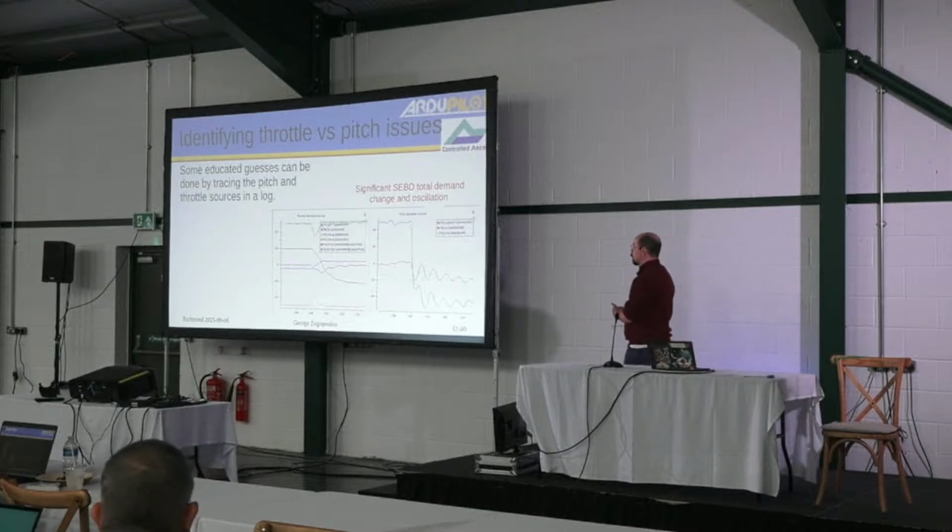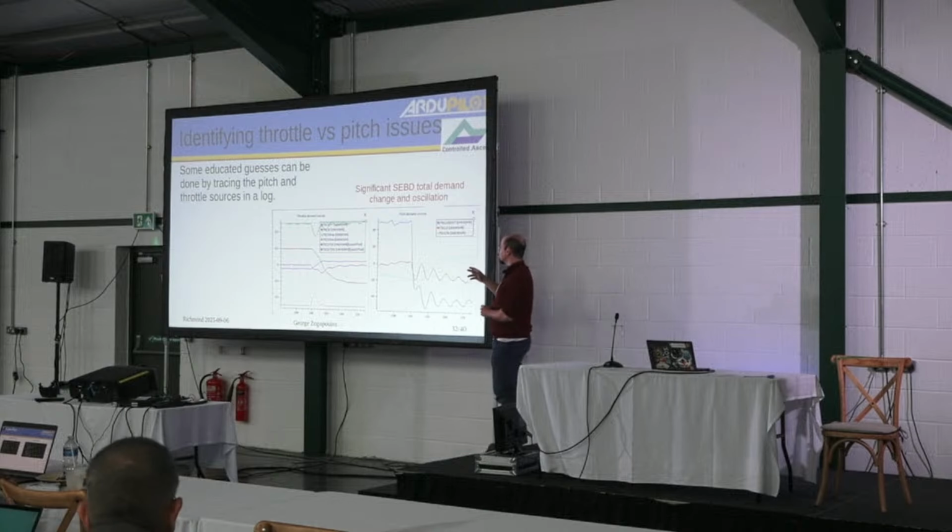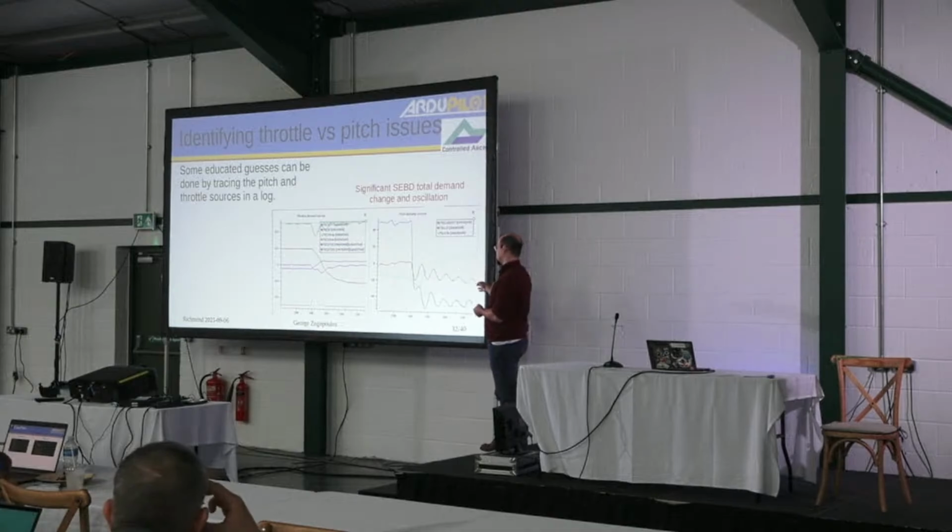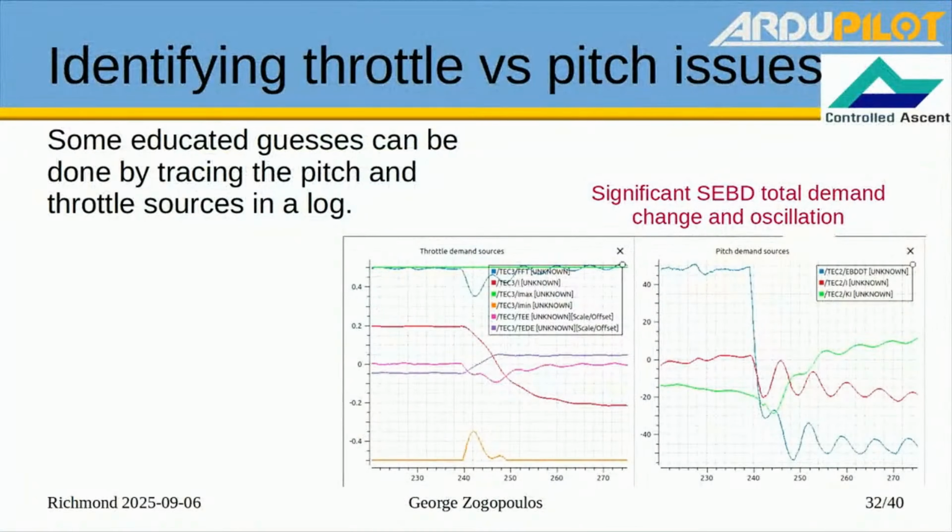And there are logged messages that help us reconstruct the throttle signal and the pitch signal. And we can try to find a component that is swinging the wildest or is producing the most oscillation. So in this case, from this particular log, we can see oscillation, and the throttle doesn't oscillate as much, but we get a lot of variations suddenly on the pitch demand sources.